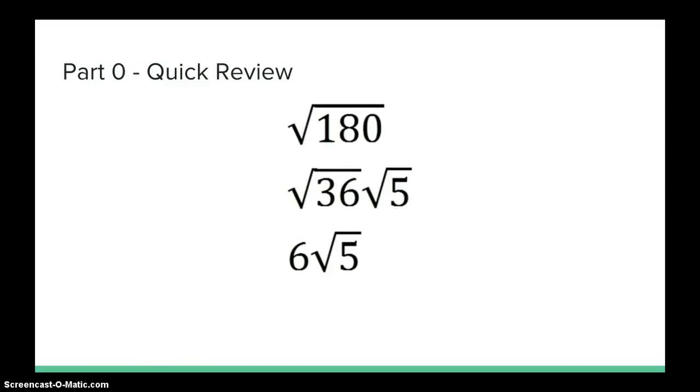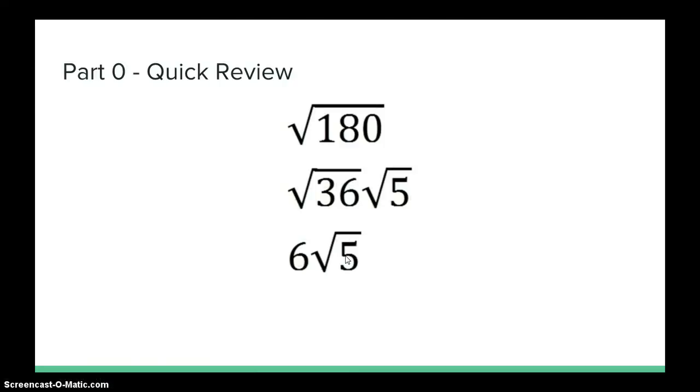So, quick review here. Last class, we talked about how to take 180, and we figured out that 180 was 36 times 5. And so we split it up into the square root of 36 times the square root of 5. Since we know 36 is a perfect square, we can simplify that to just 6. The square root of 5 can't be simplified, so we end up ultimately with 6 times the square root of 5. And we know that the square root of 180 and 6 times the square root of 5 are going to come out to be the exact same thing.